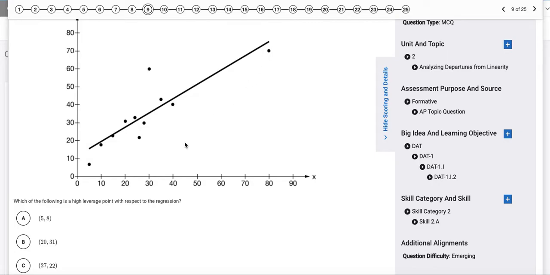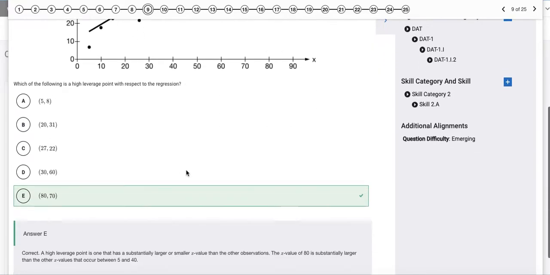If you go to page 204, where it talks about the definition of leverage, a point with high leverage is when the x value of the point is far from x bar, meaning the mean. So what is the average, the mean of our x values? You would guesstimate it to be maybe between 30 and 40-ish. So this point right here is close to our mean of x. This point right here is far, but this point is even further. Okay, so that's why we go with answer choice E.